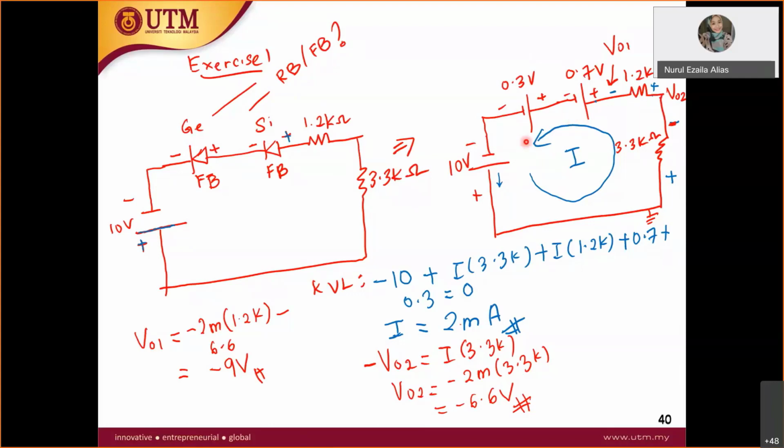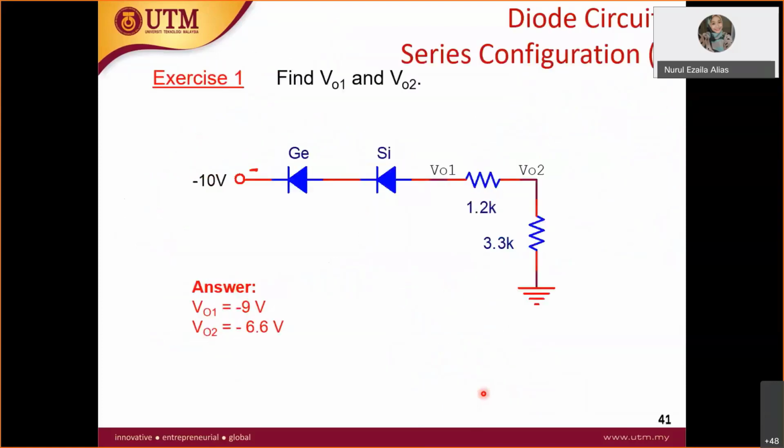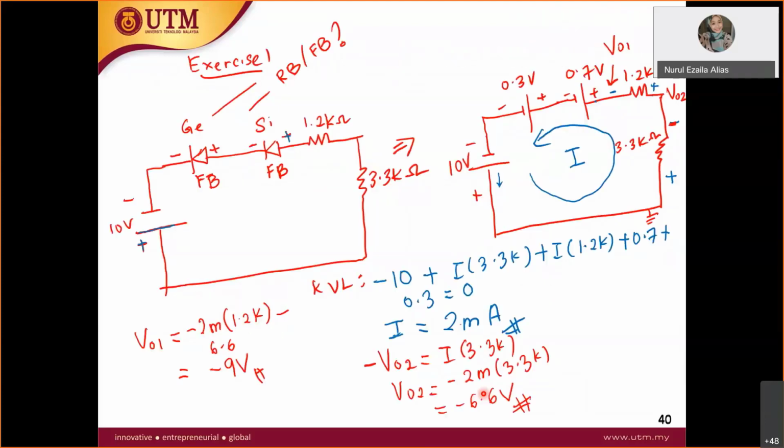When the current is in this direction, this will be the plus and the top one will be negative. But the question asks you to find V02, and V02 you know is connected to negative. Therefore, if you measure using a simulator, Multisim, you will get negative V02 because it is connected to the negative terminal. Then you will get that 6.6 volt. The answer is given here, but the solution is as I have shown you in this slide.